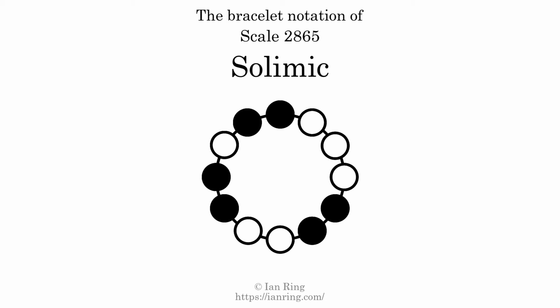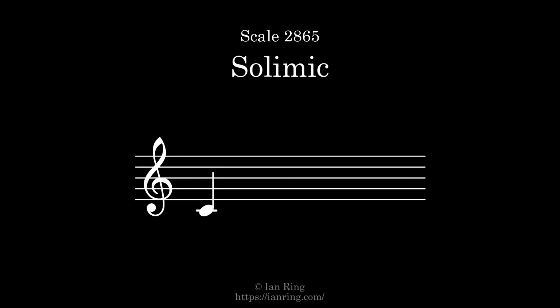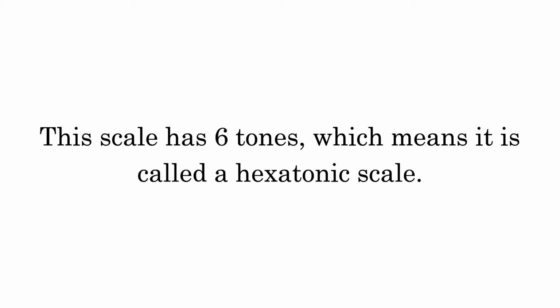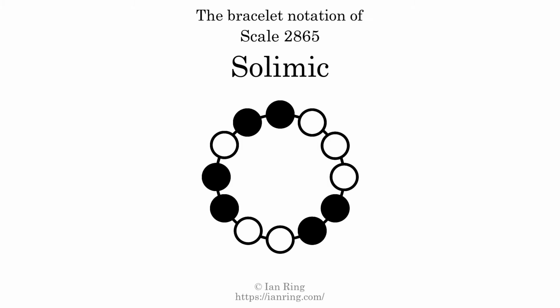2865, Solimic, which sounds like this. This scale has 6 tones, which means it is called a hexatonic scale. This is a bracelet notation diagram of scale 2865. The shaded circles represent tones that appear in the scale, and they are read clockwise, starting at the top.